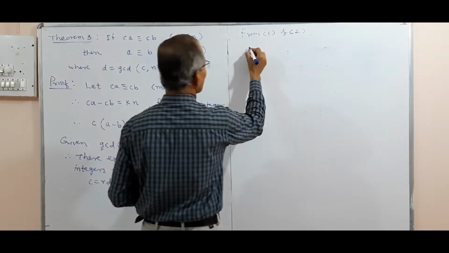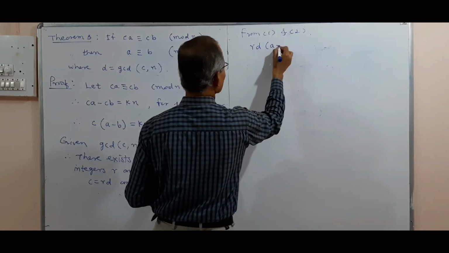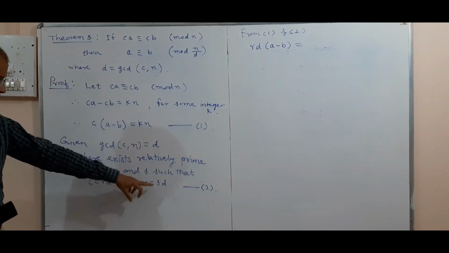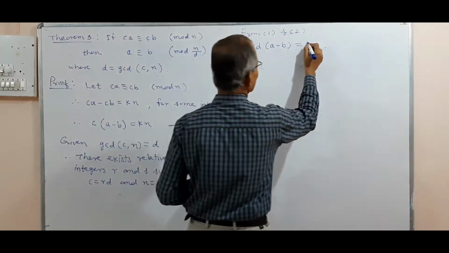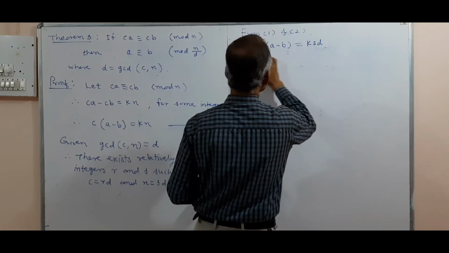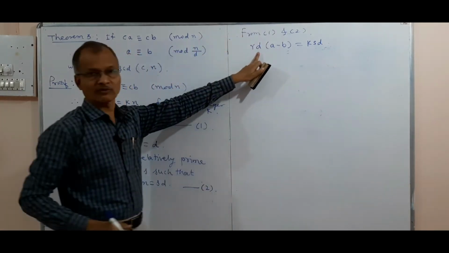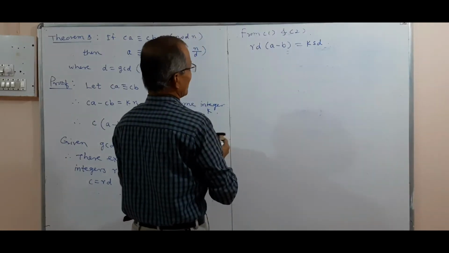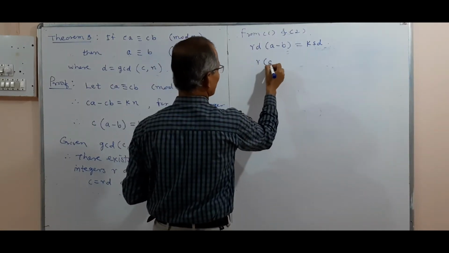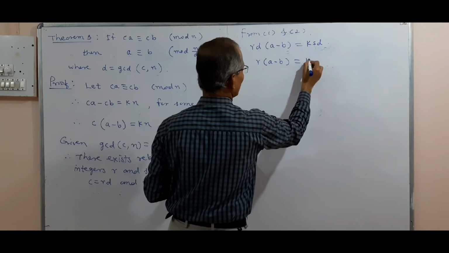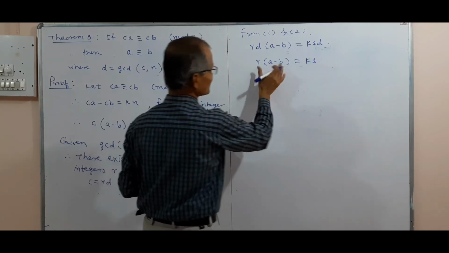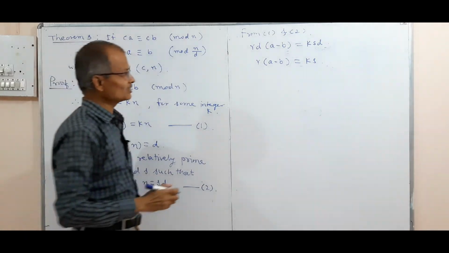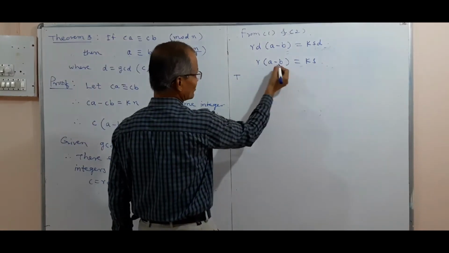So therefore R into (A minus B) is equal to K into N, and N is SD, so K into SD. D is common on both sides, so we can cancel D from both sides. This gives R into (A minus B) is equal to K into S. And thus this difference is a multiple of S, and that means S divides R into (A minus B).